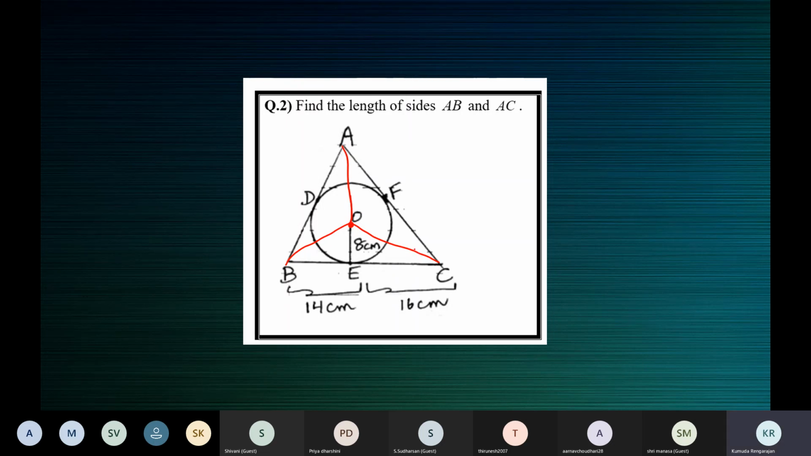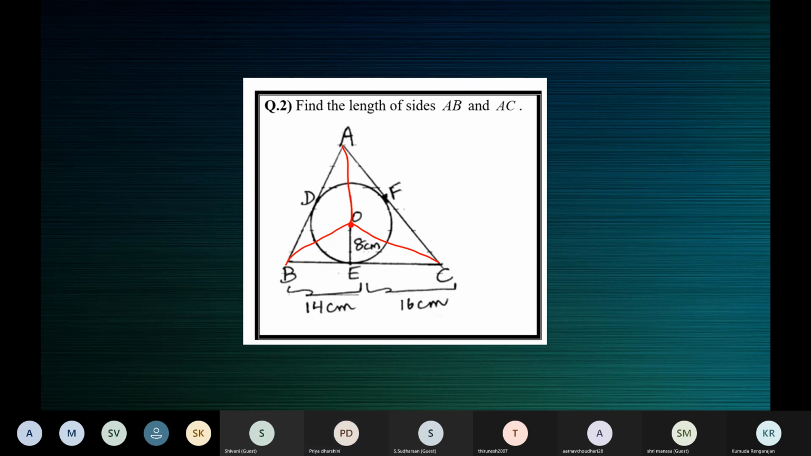Name the three smaller triangles. Triangle AOB, BOC and AOC, ma'am. Correct. These are the three triangles. Which is the altitude in triangle OBC?